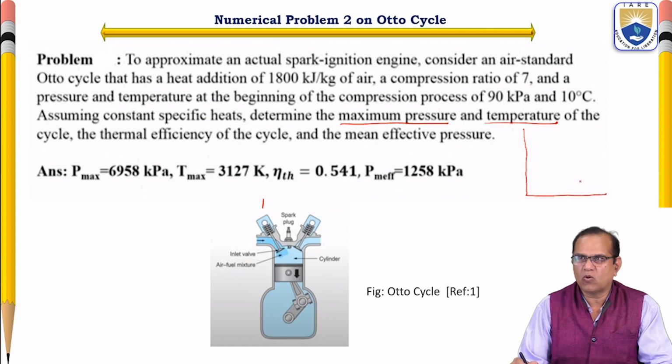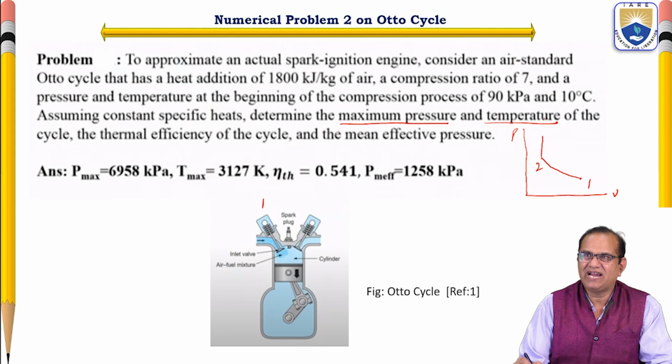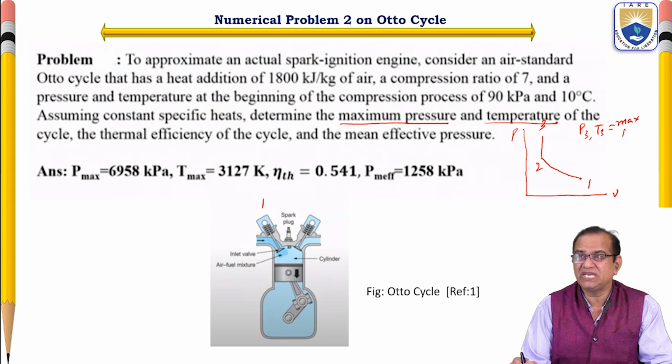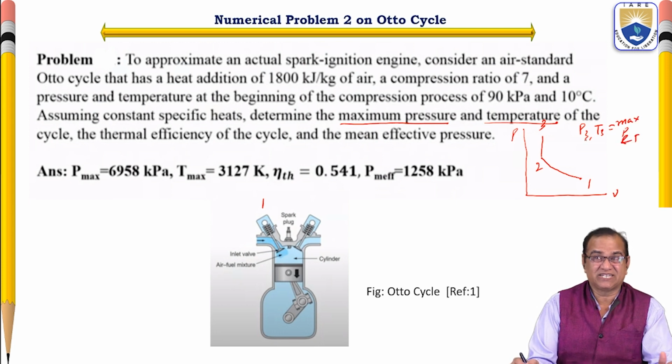So if this is 1, 1 to 2, 2 to 3, and this is P and this is V, 1 to 2 and this is 3. So P3 and T3 will give the maximum P and T. So we have to find out P3 and T3. P1, RP is given, that is compression ratio.